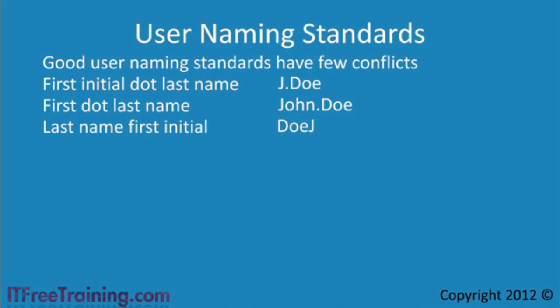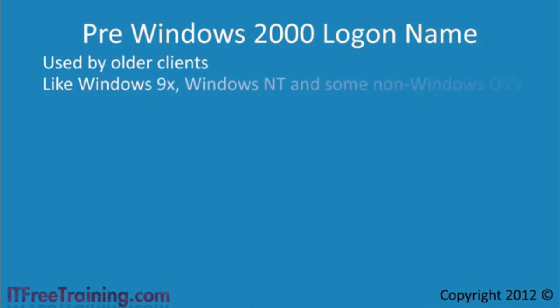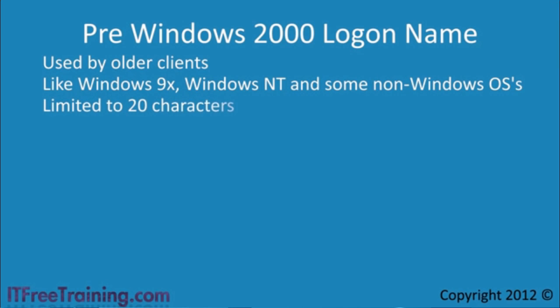A lot of administrators will simply add a number to the end of one of the logins to make them different. When creating a new user, a pre-Windows 2000 login name will automatically be chosen for you. This name will be used by older clients. Besides Windows systems like Windows 9X and NT, this may also include some older non-Microsoft operating systems. Unless you have any old operating systems, in most cases you won't need to worry about the pre-Windows 2000 logon name. The reason I bring it up is that it is limited to 20 characters.